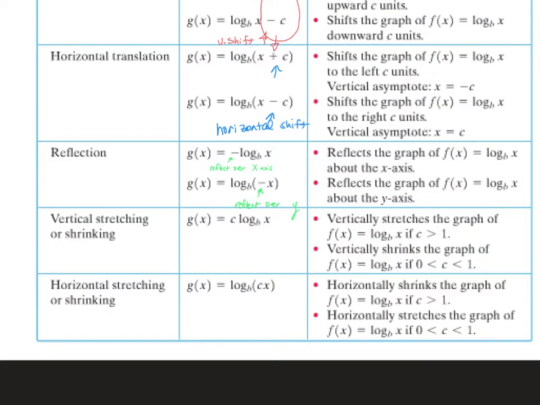All right, we talk about our stretches and shrinks. If there's a whole number or a number that's between 0 and 1 out in front, this is our vertical stretches and shrink, compression, however you want to say it. And then if you have a number here with the x inside, that's your horizontal. Remember, anything with the x affects the horizontal stretch and shrink.